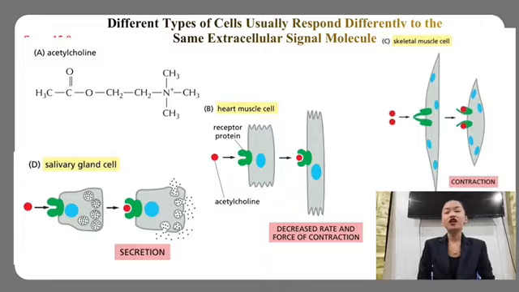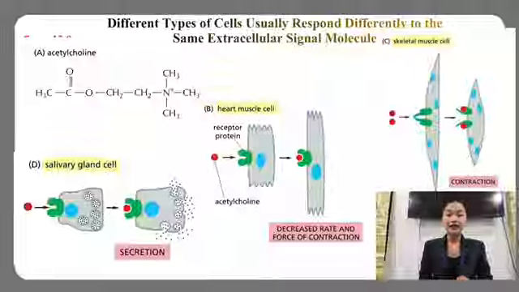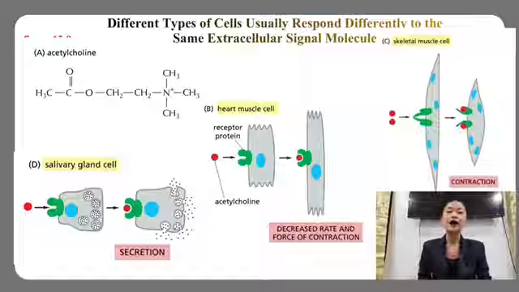So, here in heart muscle cell, there is a receptor protein na tumatanggap ng acetylcholine. Pag dumikit si acetylcholine sa receptor, nagiging signal ito sa loob ng cell na nag-decrease ng rate and force of contraction, meaning humihina at bumabagal ang tibok ng puso.